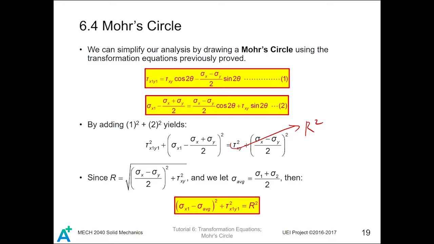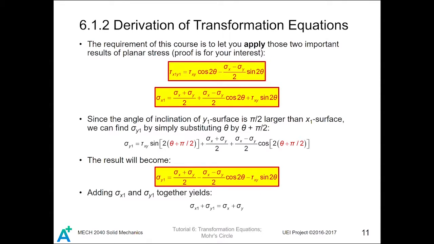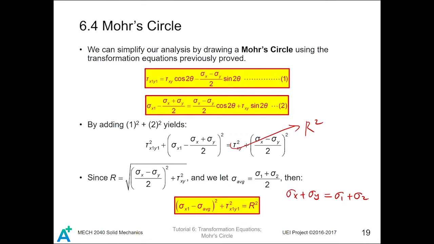But just now, we also discussed that sigma x plus sigma y equals sigma 1 plus sigma 2. So here we discussed that for any angle of inclination, the sum of the direct stresses is always the same. The same also applies to the principal stresses. Then this term will become sigma average. Then what is left here is this equation. Sigma x1 minus sigma average squared plus tau x1y1 squared equals r squared.